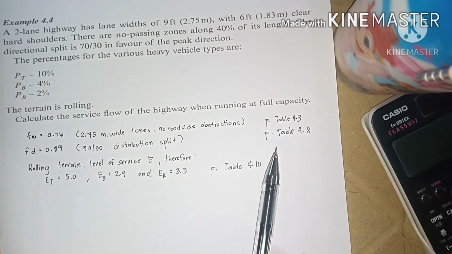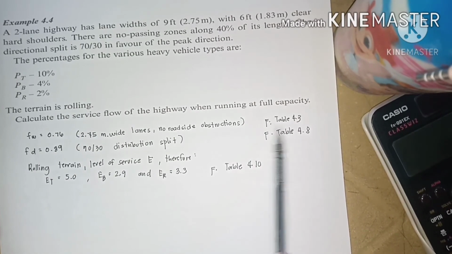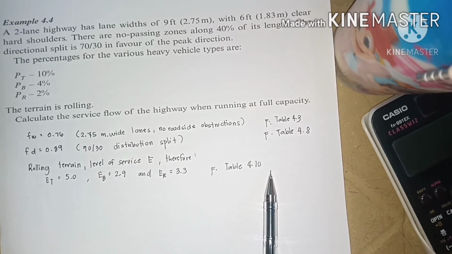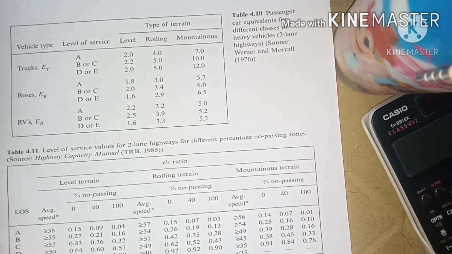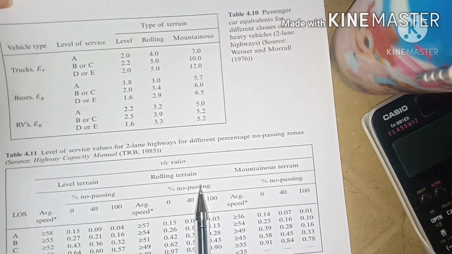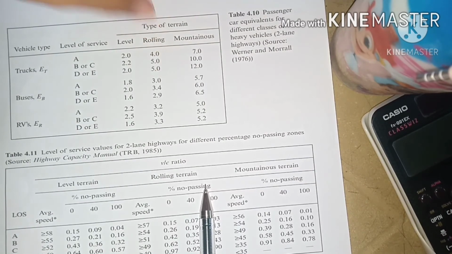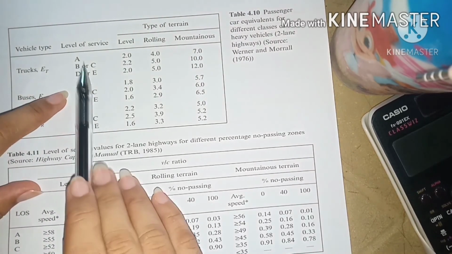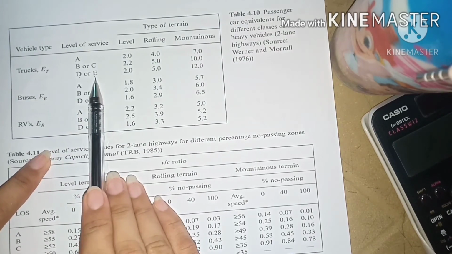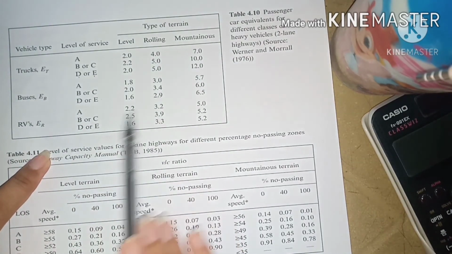So yan, may value na tayo dito na FW and FD. So you may proceed to this table para mas malaman nyo. Pagdating naman sa car equivalents for different classes of heavy vehicles, since dun sa given is level siya, a rolling, yung type of terrain, and may level of service siya na D or E, kukunin lang natin yung tapatan nila.